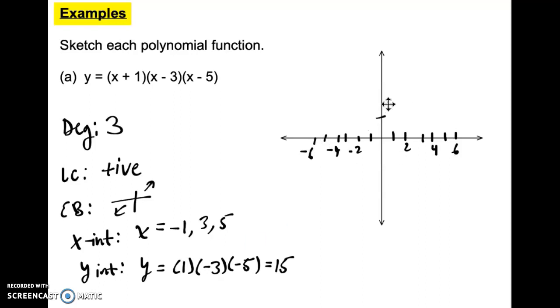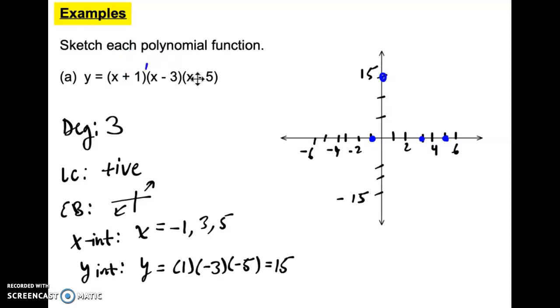And then on the y-axis, I have a scale going up to 15. So if we plot all of our x-intercepts and y-intercepts, we have x-intercepts of -1, 3 and 5, and a y-intercept of 15.